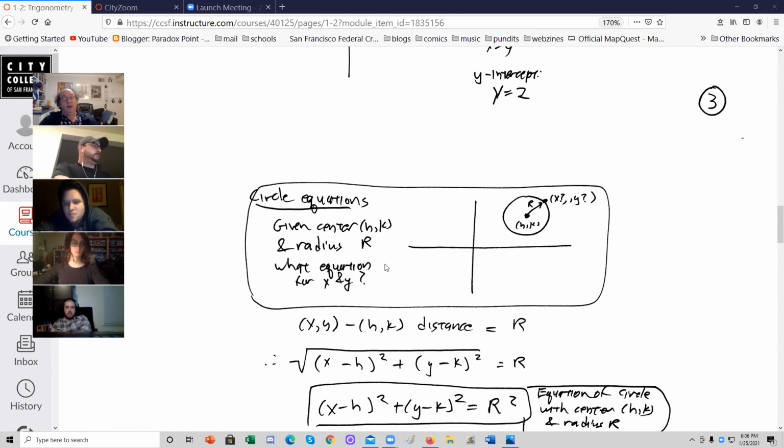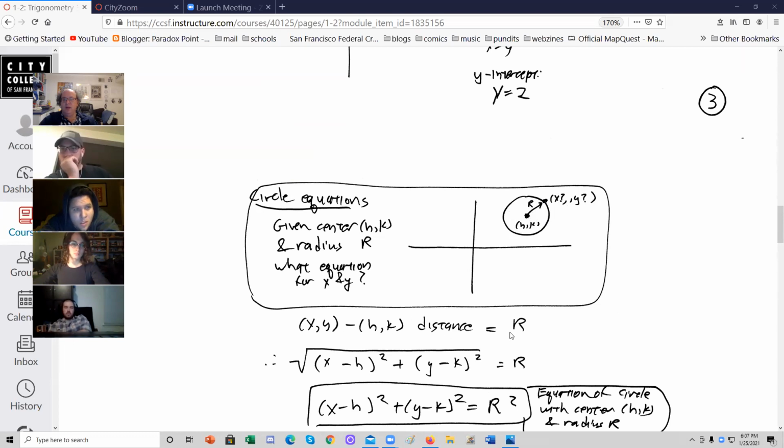Since we've been doing trigonometry, which is very closely related to circles, we have to know about the equations of circles in the Cartesian plane. So given a Cartesian plane and a circle with a certain center, let's say h by k, and a certain radius, say r. Given center h by k and radius r, what are the coordinates of a point x by y on the circle?